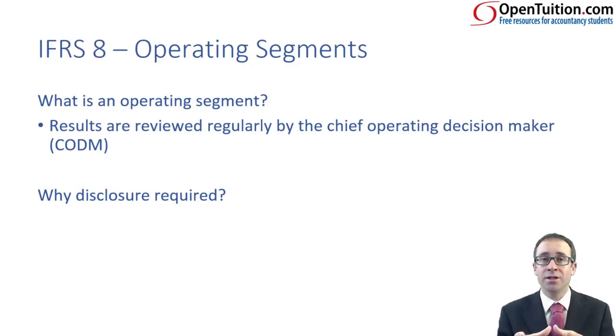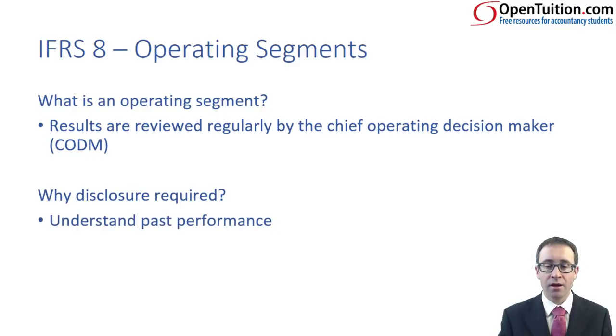Because the chief operating decision maker is internal to the business. They are reviewing those internal results. So you get an internal perspective of how things actually operate, which again helps you make better judgments and better decisions. If we think about why disclosure is required, I think we touched upon this right at the very start. First of all, it helps you understand the past performance a little bit better, doesn't it? Because you'll be able to identify loss-making segments. You'll be able to identify the more profitable segments.